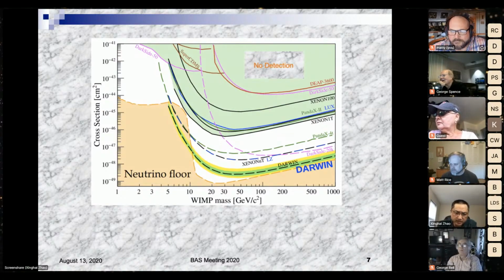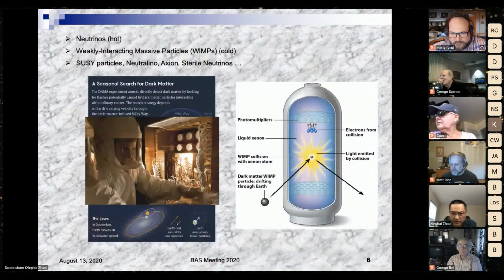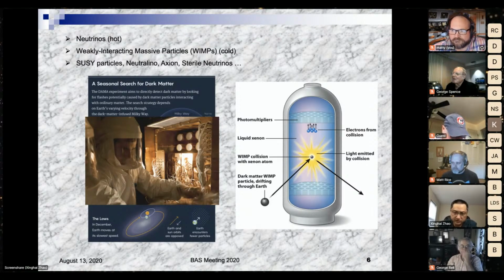So that's the reason the cold dark matter model, the WIMP model, is now in trouble. Because you are approaching the neutrino floor, if you want a further experiment, you need a new idea. Otherwise, if you get a signal, you cannot be sure you're detecting dark matter or detecting neutrinos.